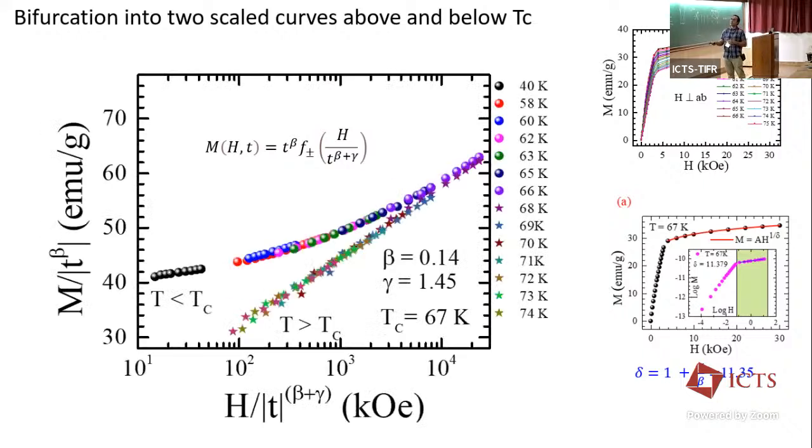But then the idea is that once you get this equation of state and you plot m by t raised to beta against h by t raised to beta plus gamma, then the same MH curve scales onto two separate curves across the critical transition temperature. The whole thing scales onto two uniformly scaled curves, and the beta and gamma are very accurately determined. The critical exponents are determined in this way, and this is really the essence of the critical scaling analysis: to break this data across a critical transition temperature into these two scaled curves following the equation of state.